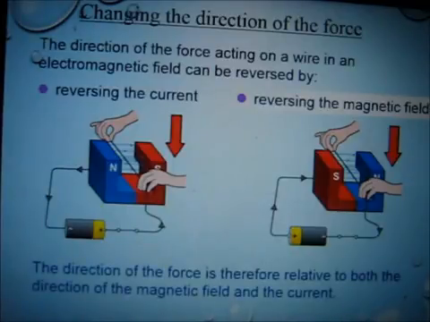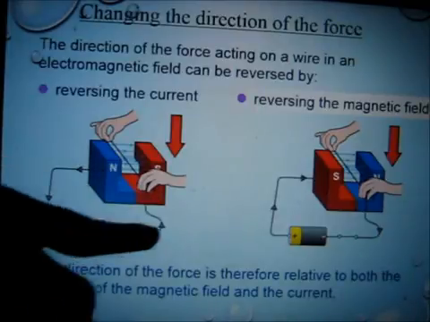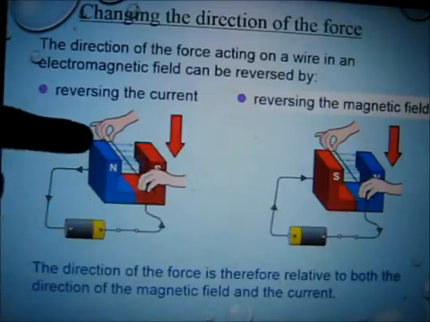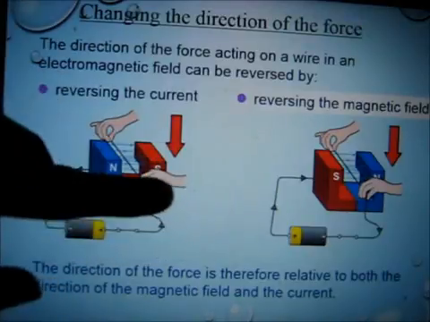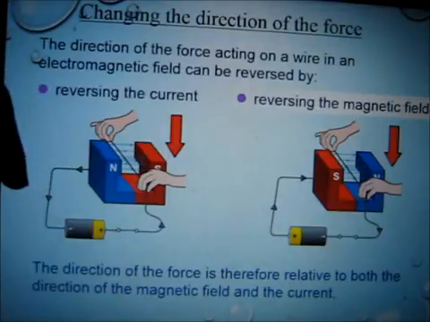The direction of force is therefore relative to both the direction of magnetic field and current. In this case, the magnetic field is from north pole to south pole and the current is entering from this side. So you can notice this like this, and the current moves inside the paper. So in this case it is the downward direction. You can apply Fleming's left hand rule. In this case it is the downward direction.